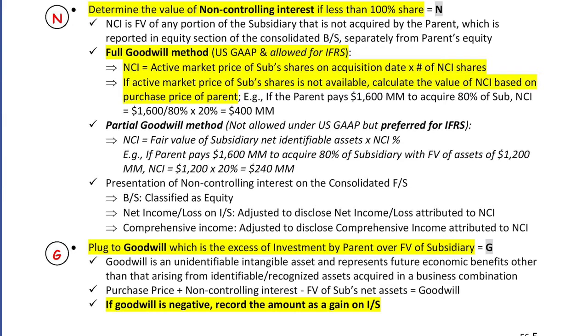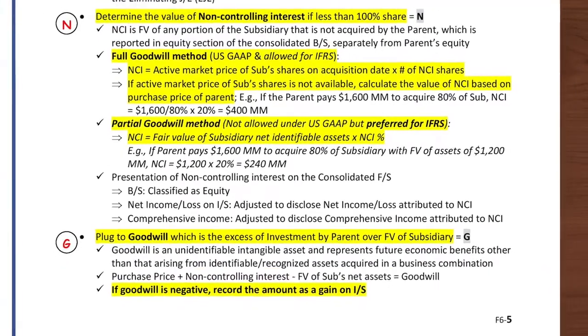Now the next method, highlight partial goodwill method, which is not allowed under US GAAP but preferred for IFRS. Under this method, highlight NCI or non-controlling interest equals the fair value of the subsidiary's net identifiable assets multiplied by the non-controlling interest percentage.